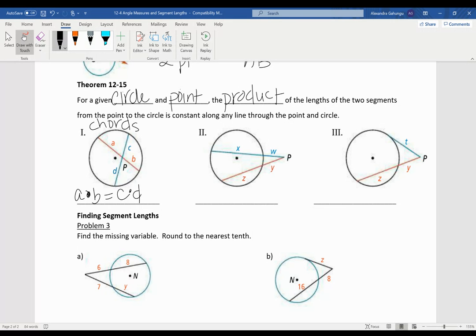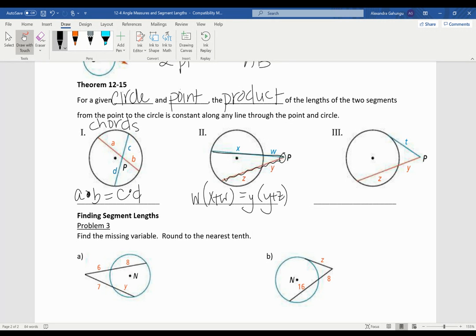Then if we've got these other segments where they intersect outside the circle, we are going to be able to find some part of the length of our segment by doing the outside portion times the sum, that whole line. So it's outside times the whole. This whole line is x and w, so it's x plus w, equals outside times the whole. This whole line is y and z, so it's y plus z. So it's outside times the whole equals outside times the whole.